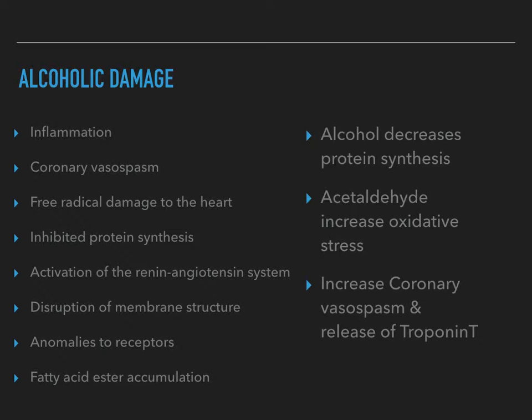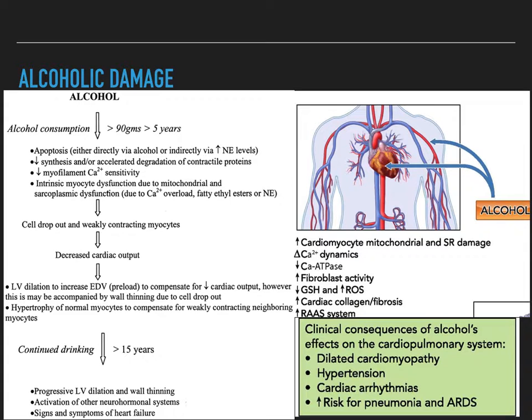So each of these things are all related at some point, and the alcoholic damage also increases coronary vasospasm, like I said, with the release of troponin T also, and they each have a relationship with each other. Here is an image that I incorporated of how the alcoholic damage could lead to the cardiomyopathy, and how it's listed here.